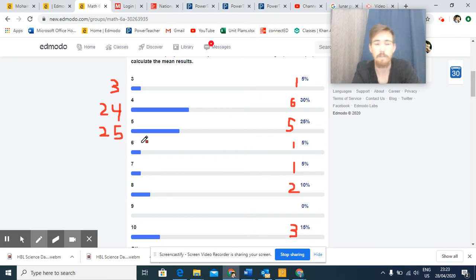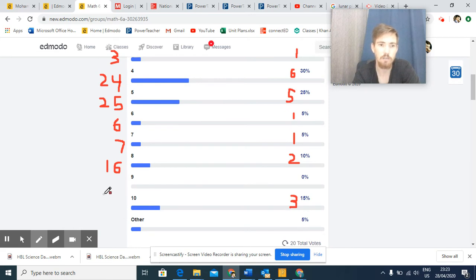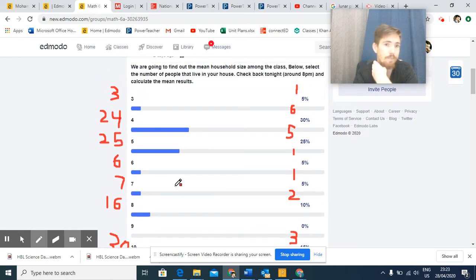All right, 1 times 6 is obviously 6. 1 times 7 is obviously 7. 2 times 8, that's going to be 16. I was debating whether or not just to write out the 2 8s, but I don't want to confuse us. 0 9s and 3 10s, which of course is going to be 30. And like I said before, we're just going to leave out the other, okay?